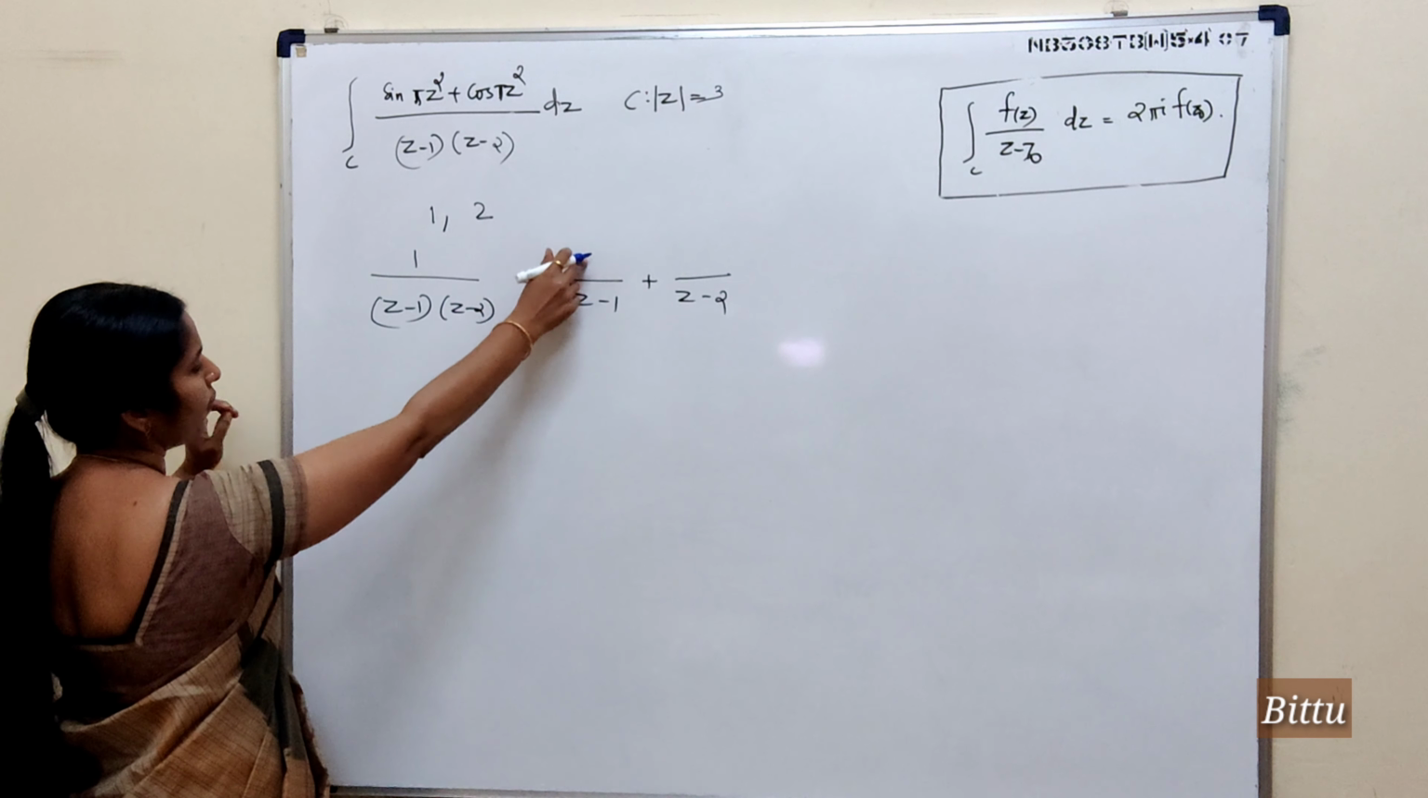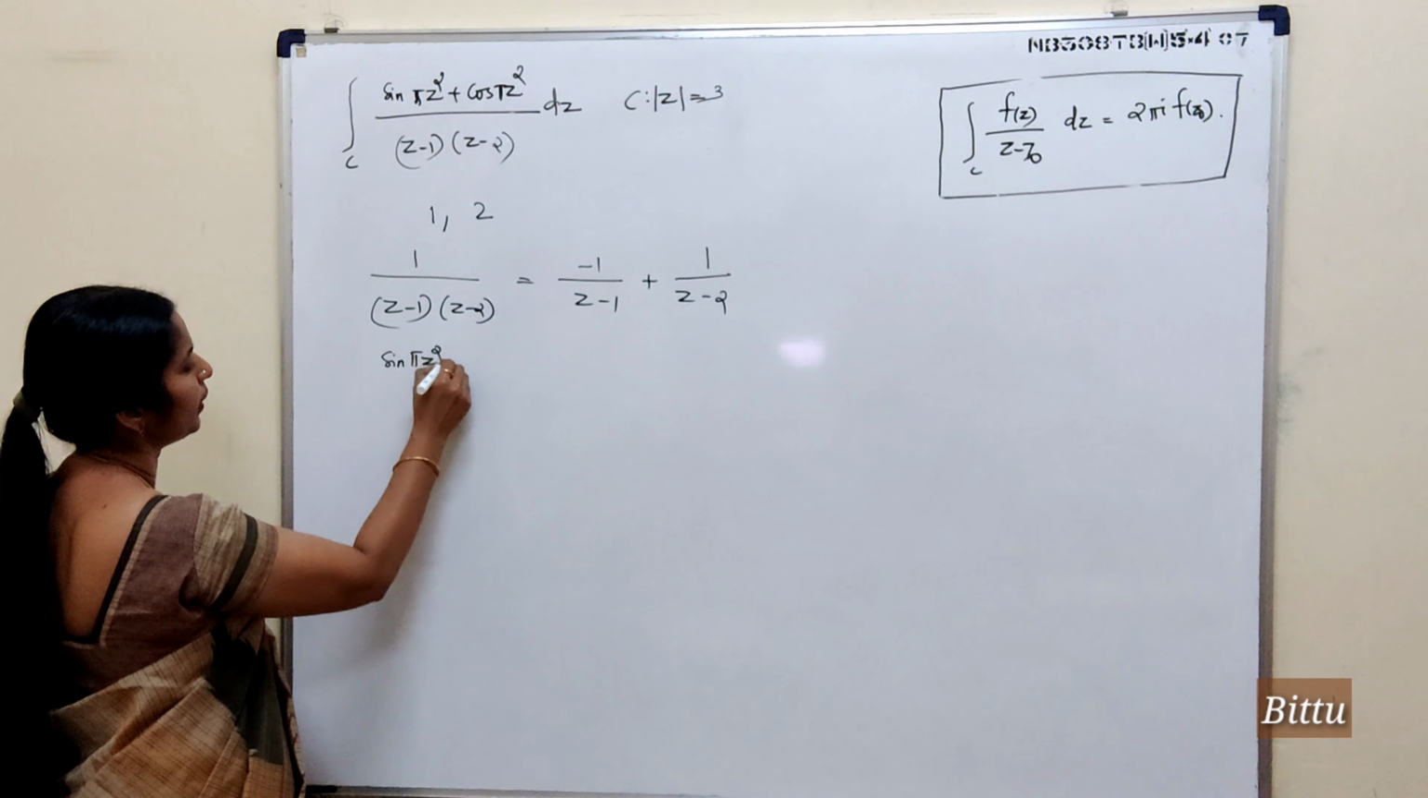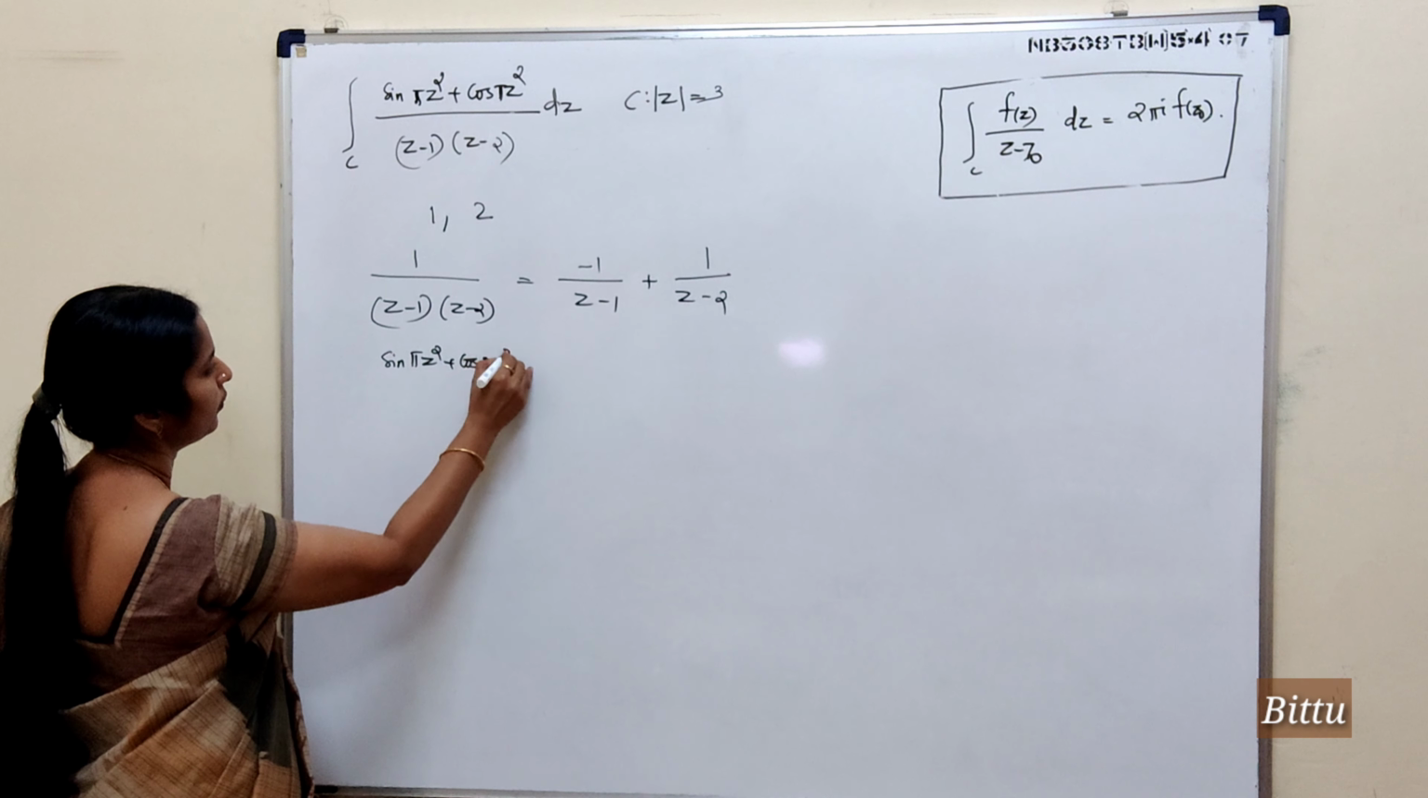you will get the numerator of a by putting z equal to 1 here. Then it is minus 1. For getting b, you put z equal to 2 here. It is 1. Next you multiply both sides by sin pi z square plus cos pi z square.